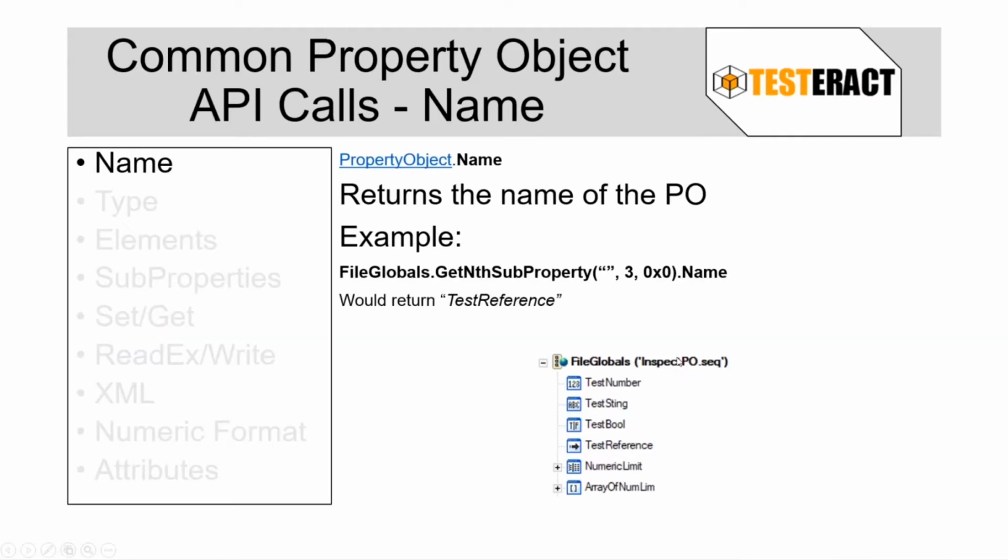So, pretty straightforward. The first simple one is name. That just returns the name of the property object. Here's an example. If I have file globals and I want to get the third element, these are 0-based index. So if I want to get the name of the third item in my file globals, I can do this. And in this case, if my file globals look like this, this expression right here would return test reference, because that's the name of the third element, or object.